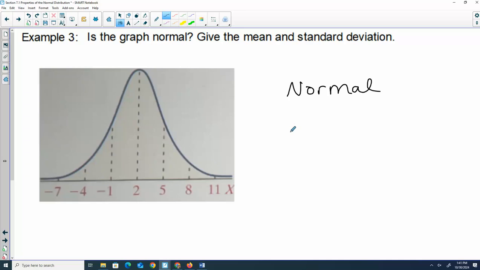What would be the mean of this graph? 2. The mean is just your peak. So if we look right there, that is 2. A standard deviation is how far from 2 you would go in either direction. Standard deviation is 3. You do 5 minus 2 or 2 minus negative 1.